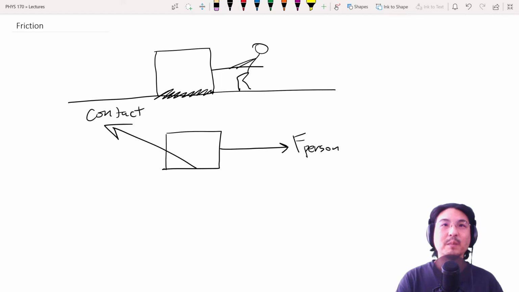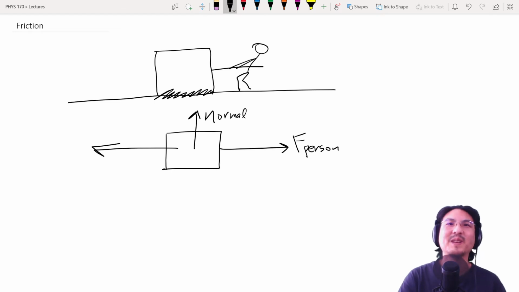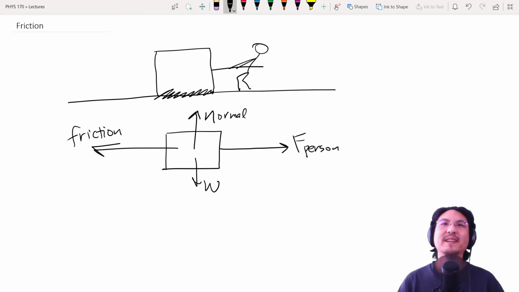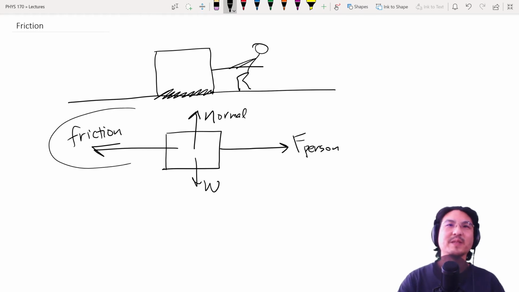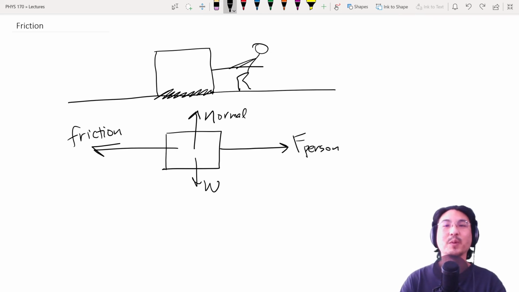But we can decompose the contact force into components, one that's normal to the surface and one that's parallel to the surface. This is the force normal to the surface, we just call normal force. The component of the contact force parallel to the surface, we call friction. And there's weight. These are the two components of the contact force, and it turns out they're proportional to each other.